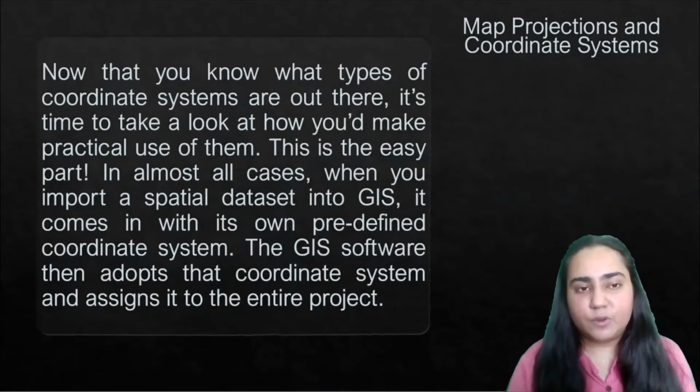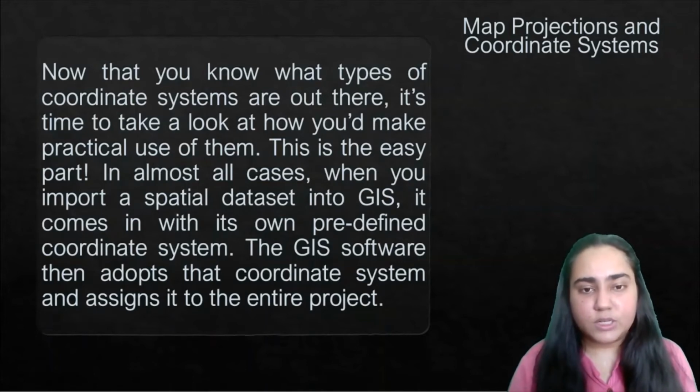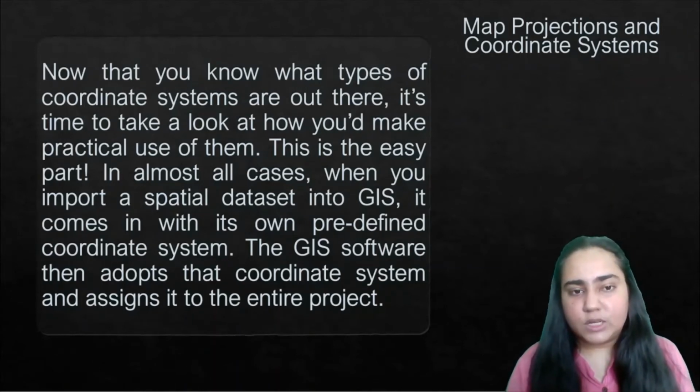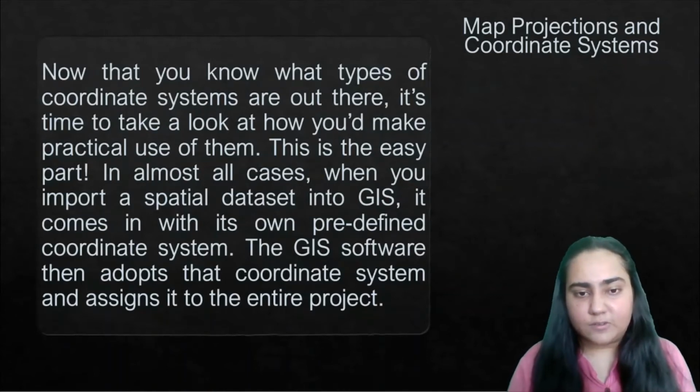Now that you know what types of coordinate systems are out there, it's time to take a look at how you'd make practical use of them. And this is the easy part. In almost all cases, when you import a spatial data set into GIS, it comes in with its own predefined coordinate system. And the GIS software then adopts that coordinate system and assigns it to the entire project. So that's easy because every data set that comes into GIS usually has a coordinate system attached to it as well. We're going to see that with an example in one of the later videos.